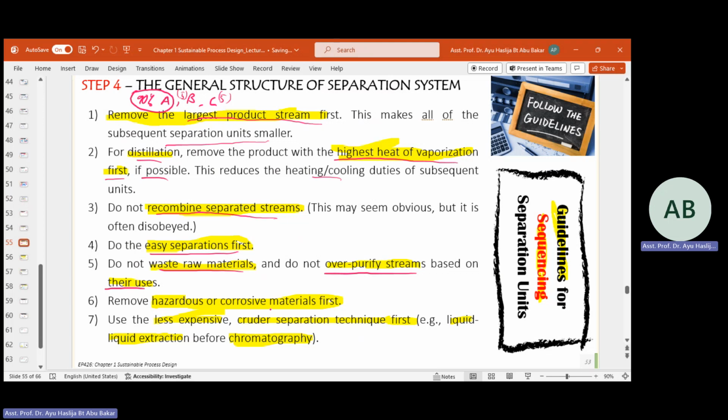Then remove hazardous or corrosive material first. Use less expensive separation techniques first, for example, liquid-liquid extraction before chromatography. So these are only guidelines, which you should know when to use.